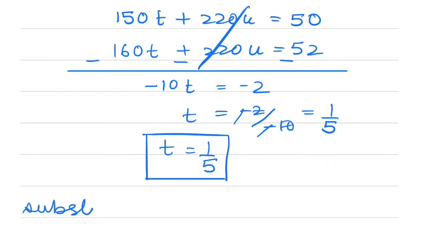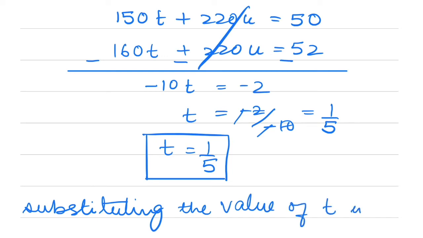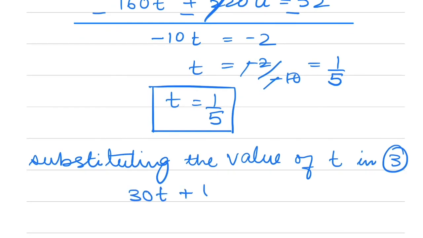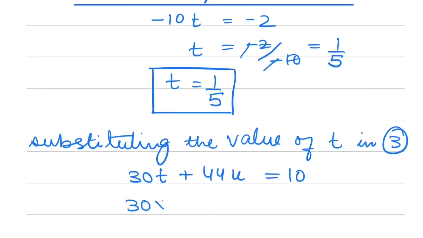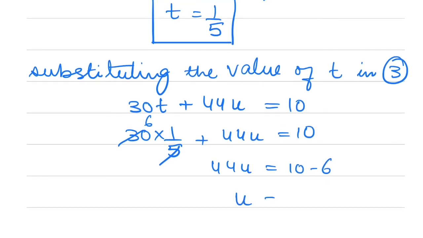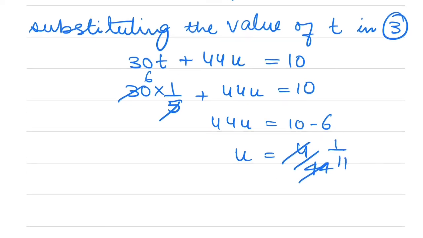Now substituting the value of t in the third equation, we have 30t plus 44u is equal to 10. So t is 1 by 5, so 30 multiplied by 1 by 5 plus 44u is equal to 10. This becomes 6. So 44u is equal to 10 minus 6. u is equal to 4 by 44. This gets cancelled and we get 1 by 11. So u is equal to 1 by 11.